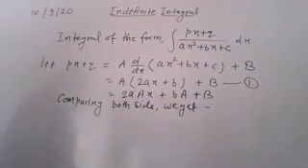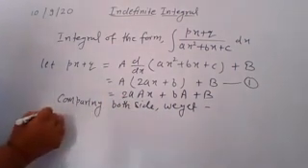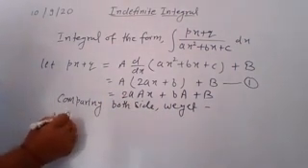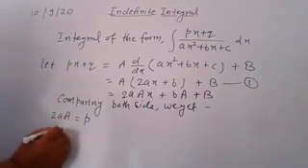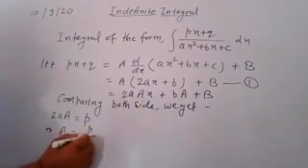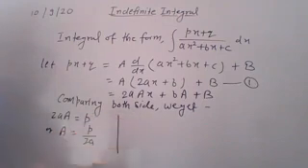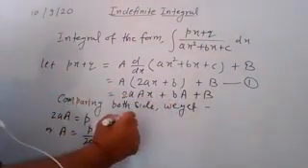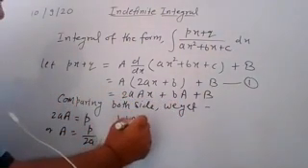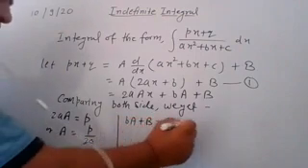Comparing both sides, we get the coefficient of x is equal to 2aA on the right side, and here you have p. So the value of A is equal to p upon 2a. In the same way, if you compare the constant term, you have bA plus B is equal to q.